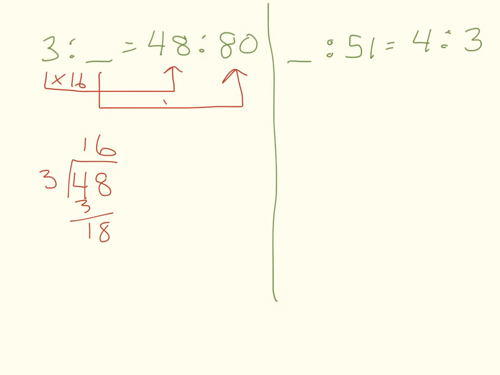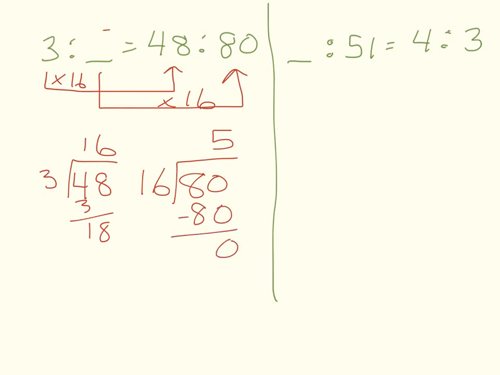Well, to find this direction, I times, but going the other direction, I need to divide because 3 is smaller than 48, so this number has to be smaller than 80. So I've got to divide 80 by 16. And 16 goes in there 5 times. 5 times 16 is 80, so my answer is 5.